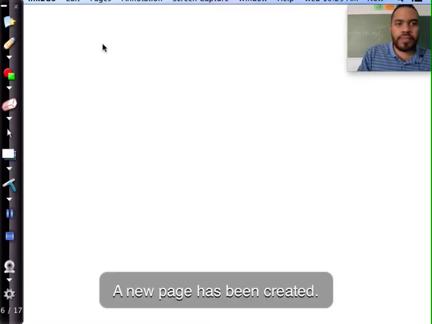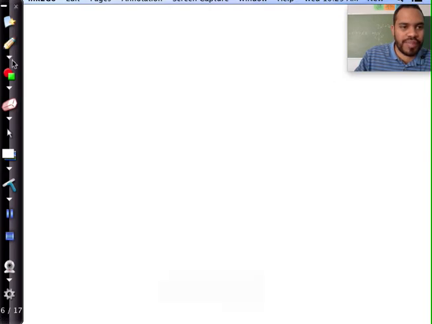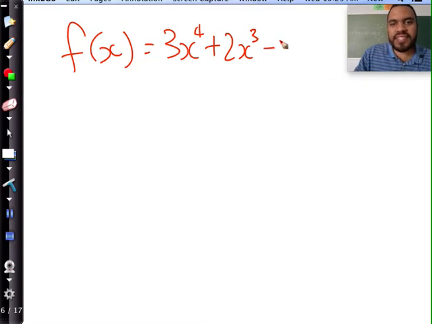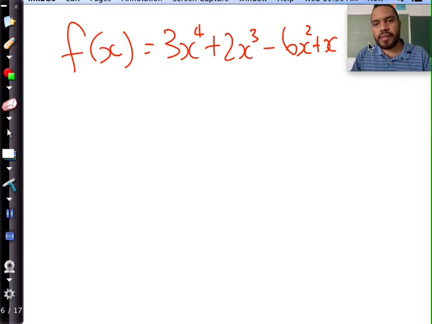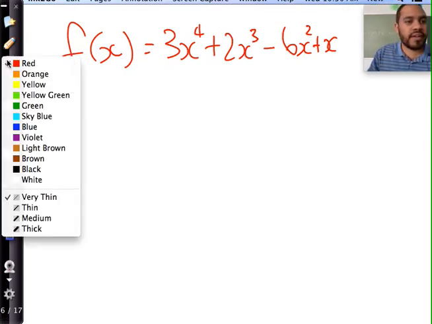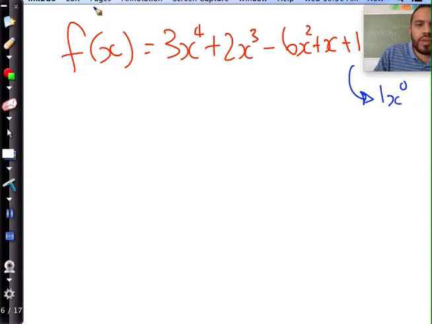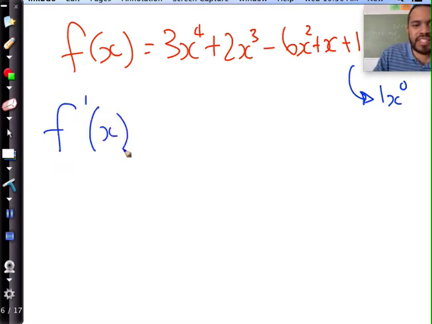Okay, so now I'm going to give you your first function and I'm going to ask you to apply the power rule. The function is f of x is equal to 3x to the power of 4 plus 2x to the power of 3 minus 6x to the power of 2 plus x, and let's add plus 1. Now remember, when we deal with this x here, this is actually 1 times x to the power of 0. When we have f of x, to denote the derivative, we use f prime of x.